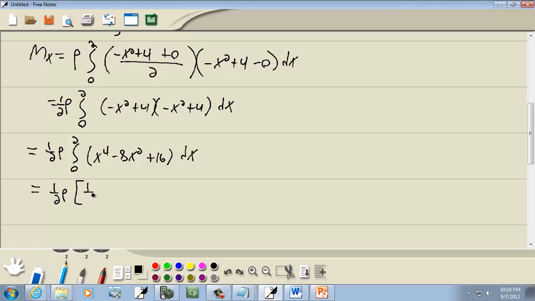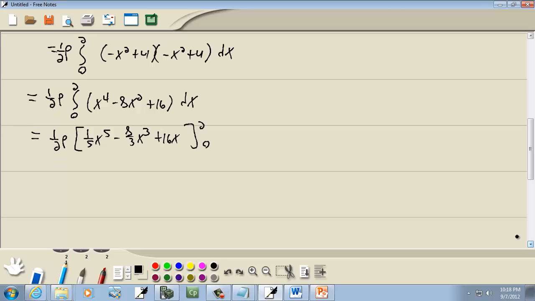Add 1 to our power, divide by our new power. So we got 1/5 x to the 5th minus 8/3 x to the 3rd plus 16x. Now the 0 we don't really have to plug in, because if you plug 0 in for any of those, they're just going to drop away. So let's just do the 2. So we got 1/2 rho times 1/5 2 to the 5th minus 8/3 2 to the 3rd plus 16 times 2.